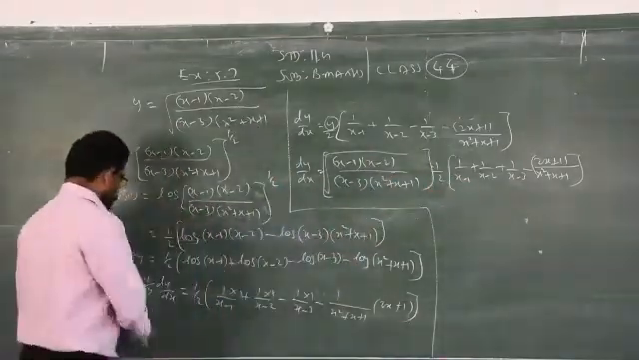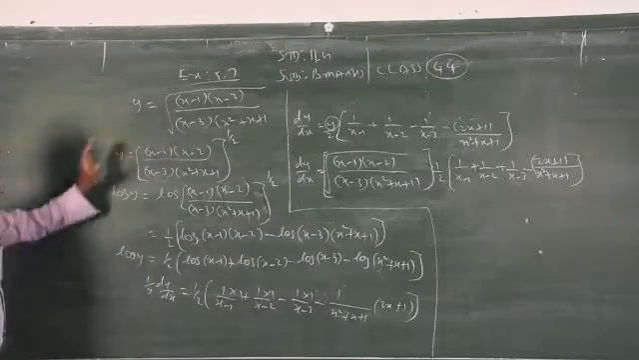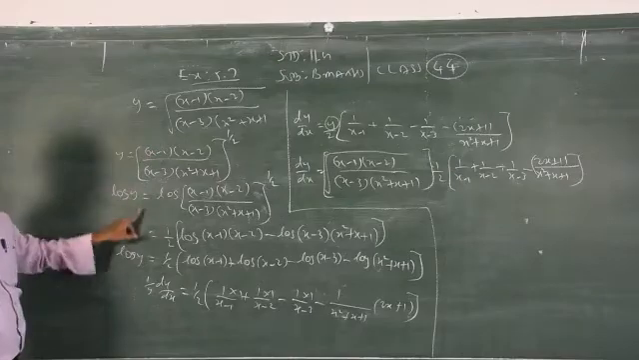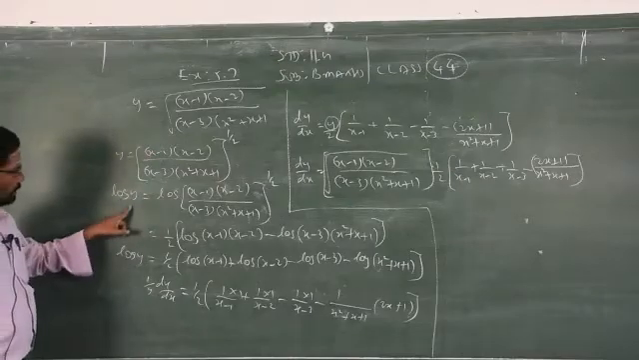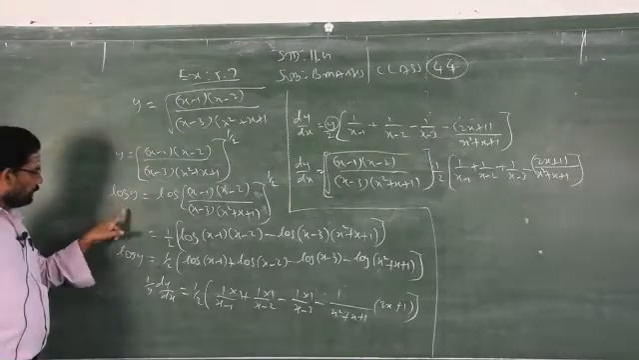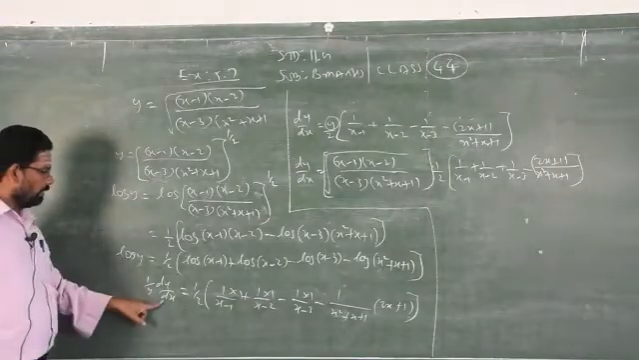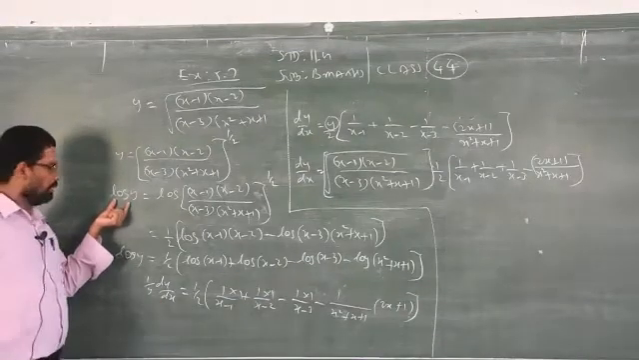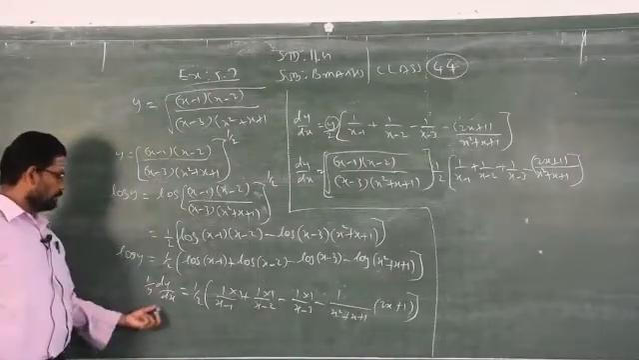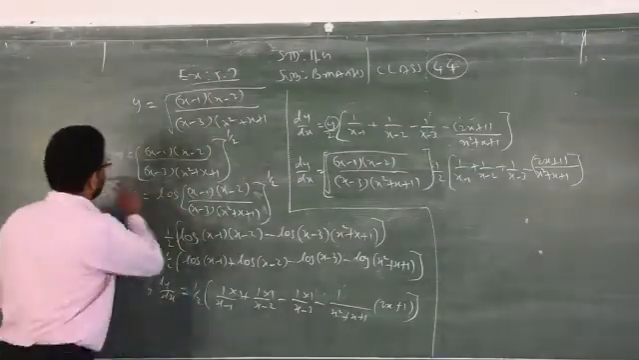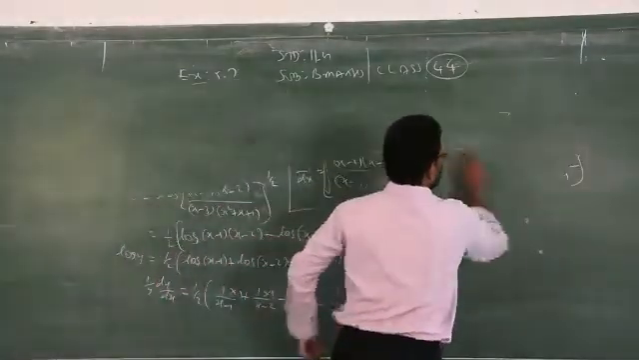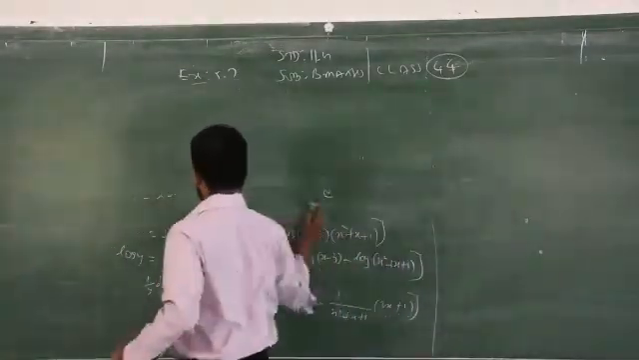Now sum number 2. Clear? Very simple when you apply the logarithm. Be careful on the left side. Don't forget that you will differentiate log y, and the differentiation of log y is 1 by y, dy by dx. Sometimes you may forget to write log on the left side. If you write only dy by dx, then you will get the wrong answer. Be careful. Clear? So sum number 2.